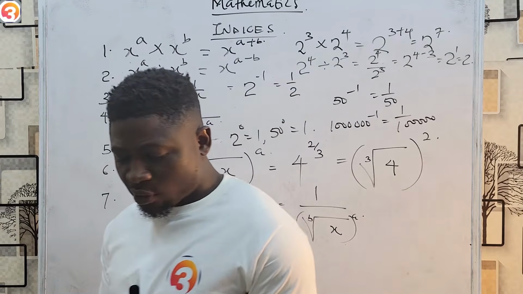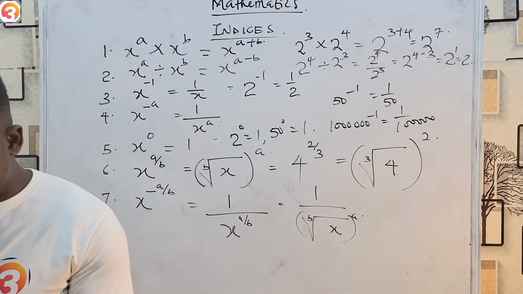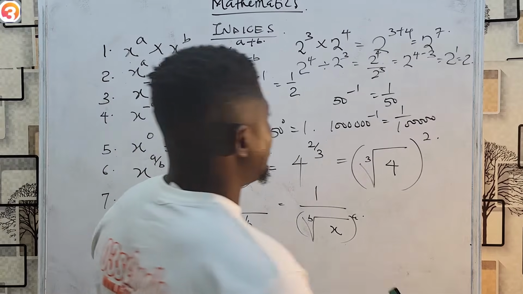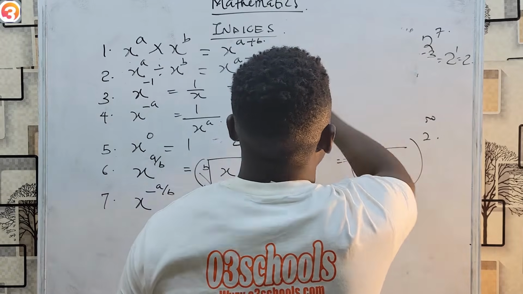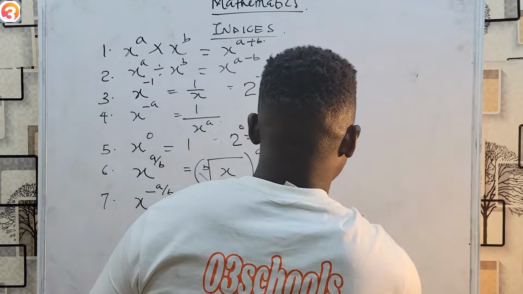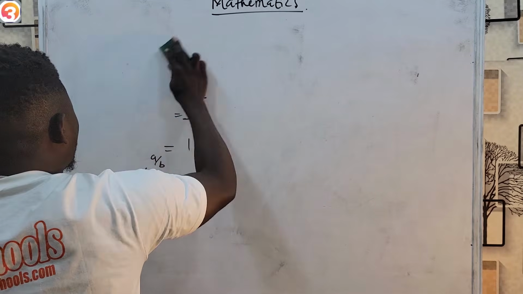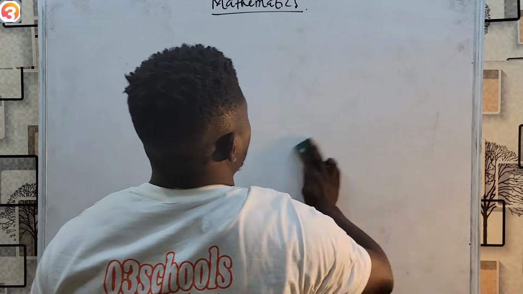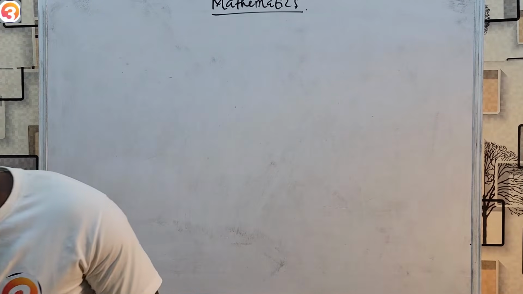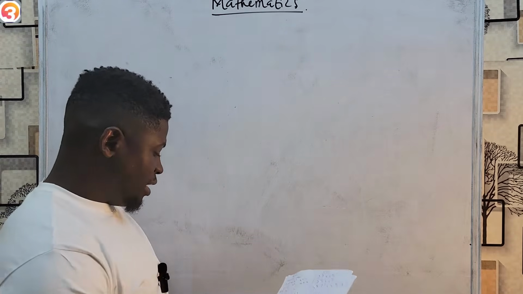All right, now let's start with questions. It's question time. So I'm going to open our O3 School JAMB app, which is fundamentally the best JAMB CBT practice available online and everywhere, for us to look for questions and start attacking them. So now let's see the question.